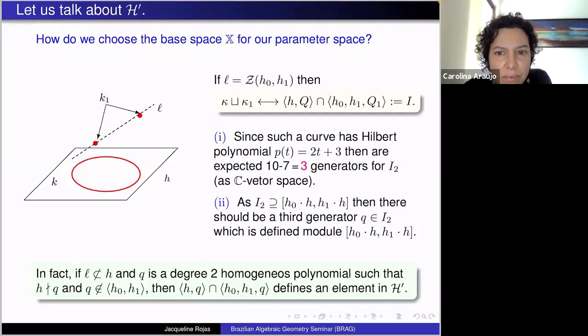In fact, this is the important idea, the more important idea. If you take generically a line that is not on the plane, and you choose a quadric, a homogeneous polynomial of degree two, that is not divisible by H, that defines a conic in the plane, and this quadric is not in the ideal of the line. Then you should take the intersection of the ideal (H, Q) with the ideal (H0, H1). This finds an element in H prime. Now, this is the clue for the parameter space.